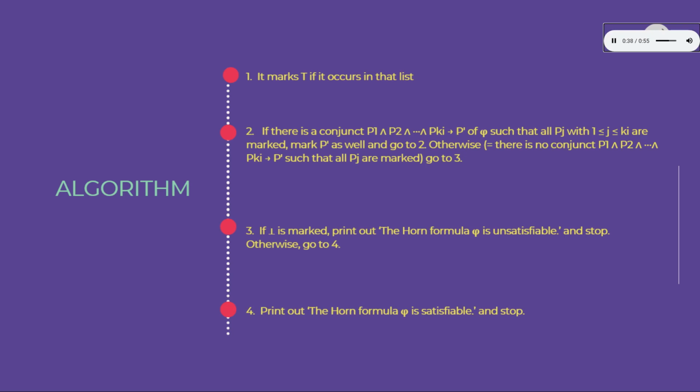Repeat step 2 until it cannot be performed further. If at any point bottom is marked, then this means that the Horn formula is unsatisfiable. If not, then the Horn formula is satisfiable.